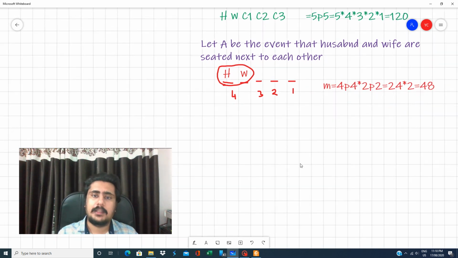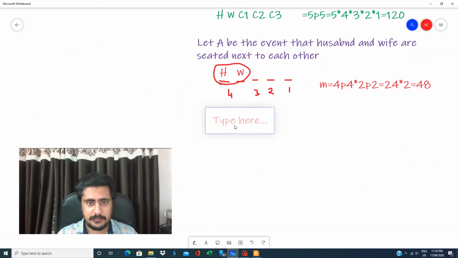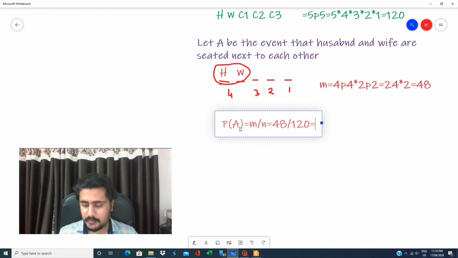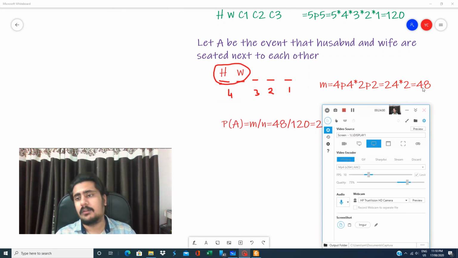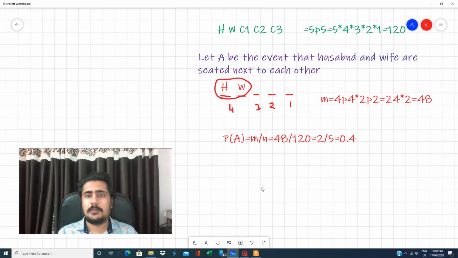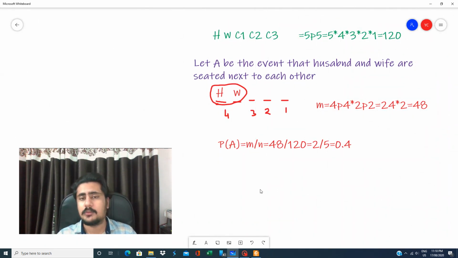So my probability here is m upon n, that is 48 upon 120. It's 24 twos are 48 and 24 fives are 120. It's 2 by 5. Okay, so you got my point. Whenever you are asked to keep two things together, you have to treat them as one, and they can be interchanged. So you have to multiply by 2 more.